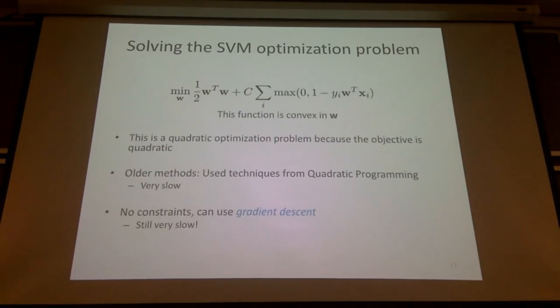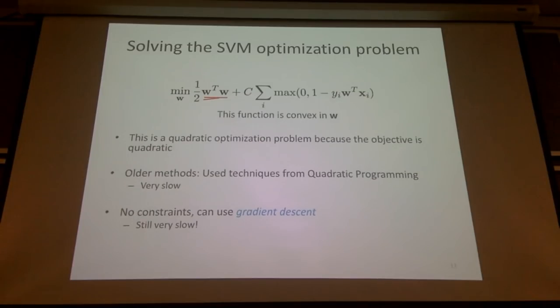So, let's go back to SVMs. We want to solve the optimization problem. We want to find the point W that minimizes this thing, and this class of optimization problem is quadratic optimization, because that term there is quadratic.